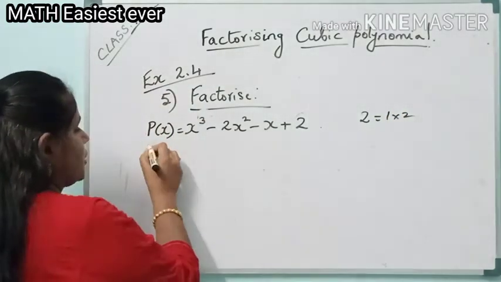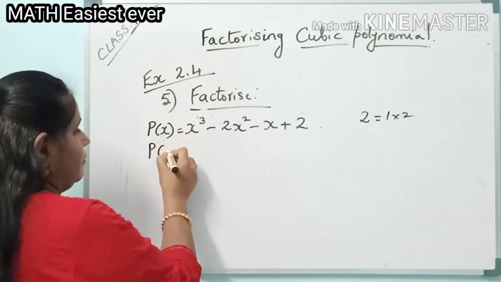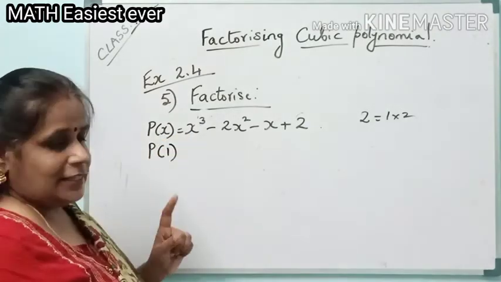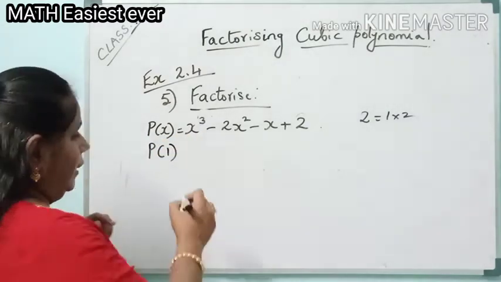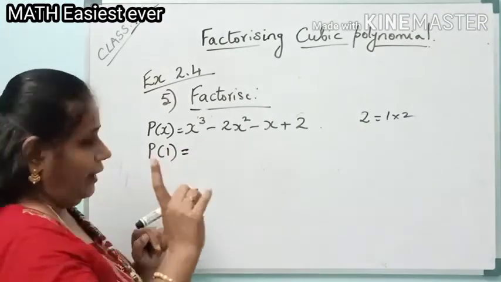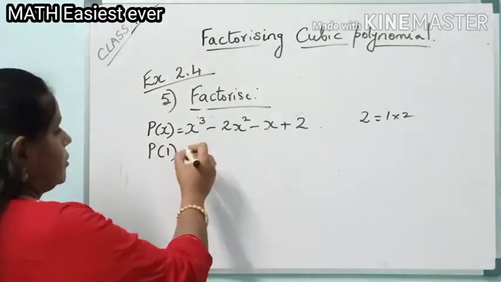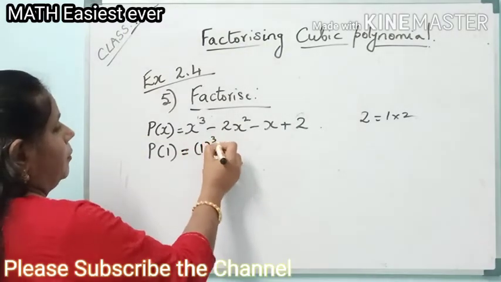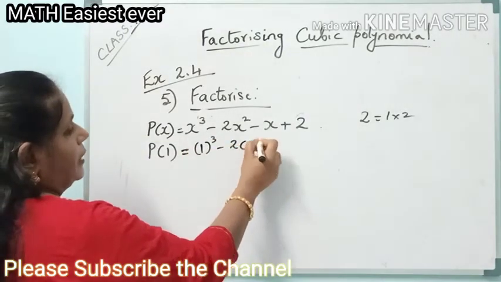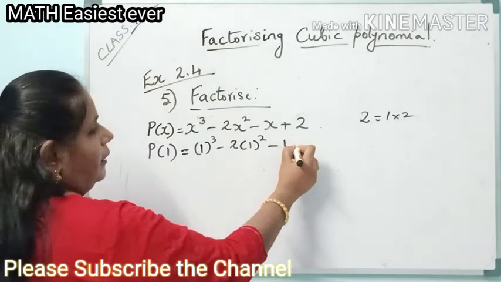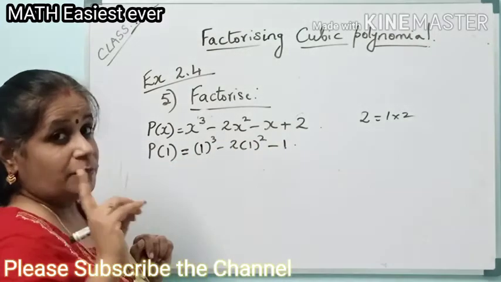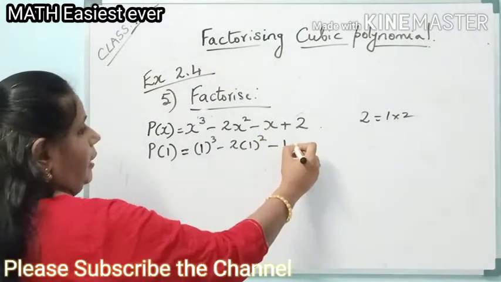So, let's try this p of x with p of 1. Let's try this polynomial and write p of 1 with factor 1. So, in place of x, you have to substitute 1. So, what you get? 1 cube minus 2 into 1 square minus 1. In place of x, you have to substitute 1. Okay, minus 1 plus 2.